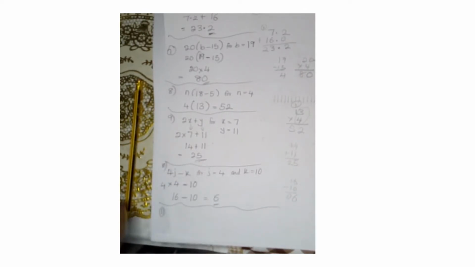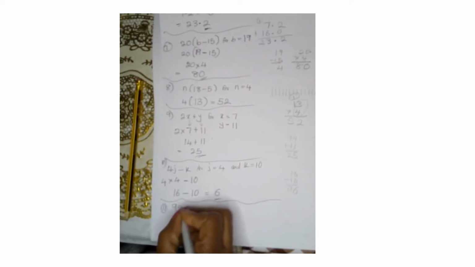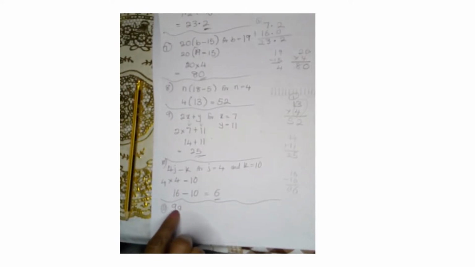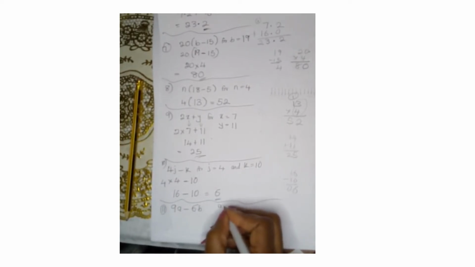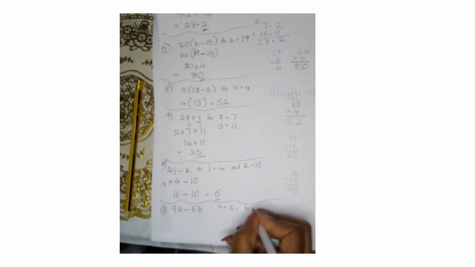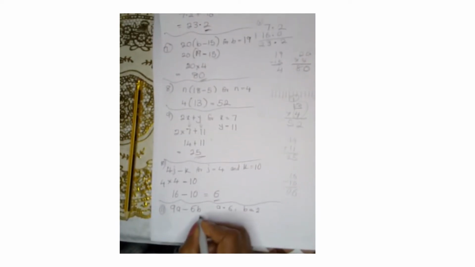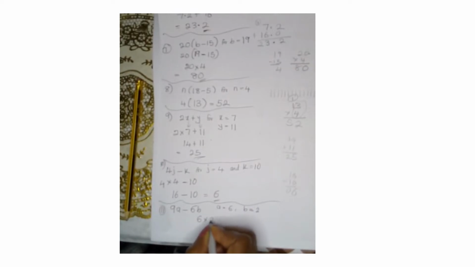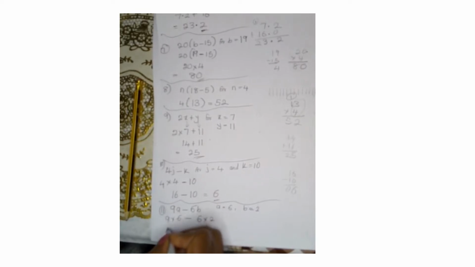What is question number 11? You have 9a. Remember, there is nothing in between, so this is going to be 9 times a minus 6 times b. So what is our a? Our a is 6 and our b is 2. Okay, so it's going to be 6 times 2, which is b, minus 9 times 6, which is a. So this is going to be 9 times 6 is what?